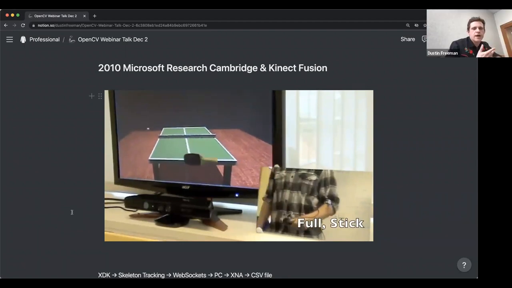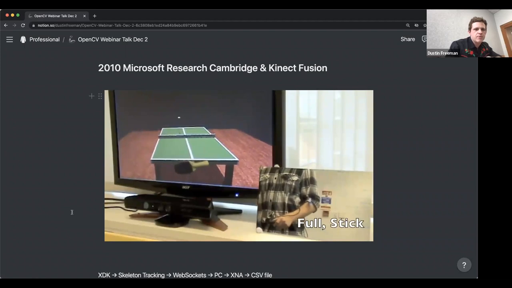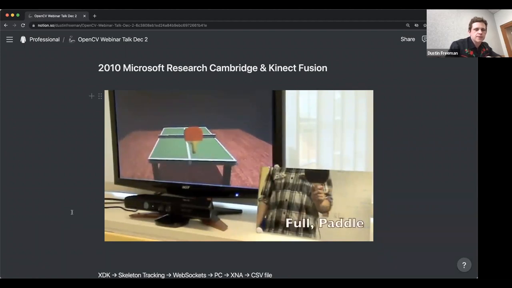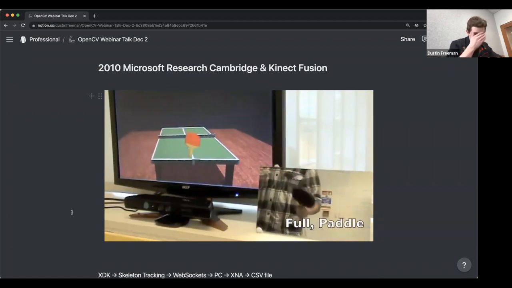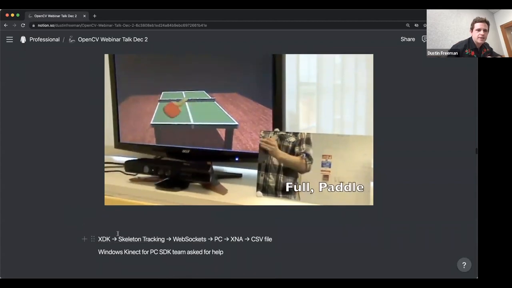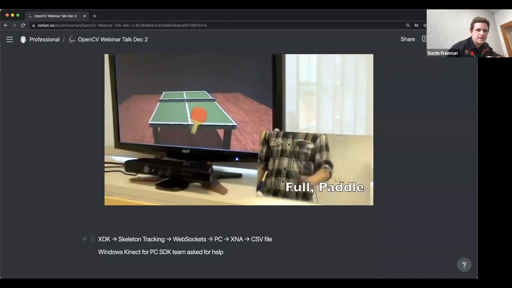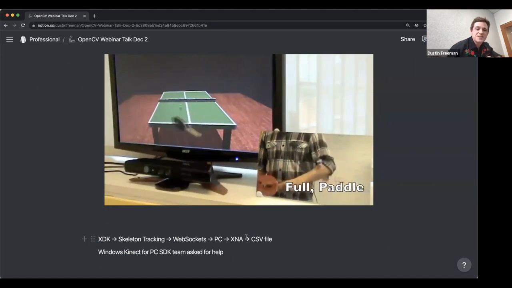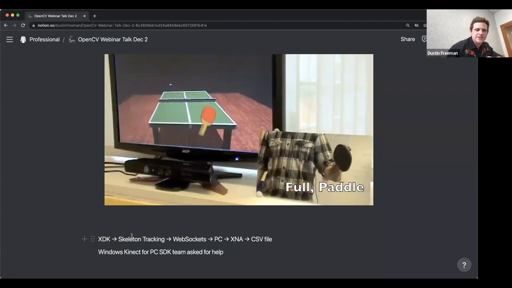Yeah. And I didn't care necessarily if they were better at playing the game or something like that. I was just interested in what's the experience of this. So this was very early, this is 2010. To get skeleton tracking off this device, I had a developer version of the Xbox, the XDK, and I wrote a little app for that. Then I sent that over WebSockets to a PC and used XNA, the Microsoft game engine, to write the results to a CSV file. So I built this crazy setup.